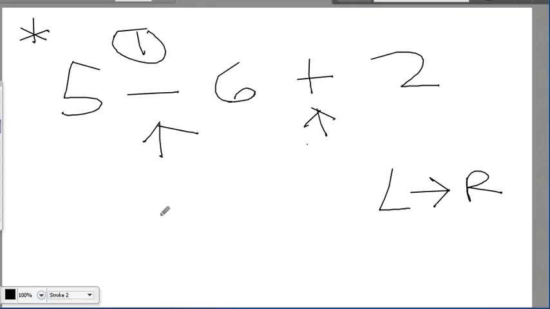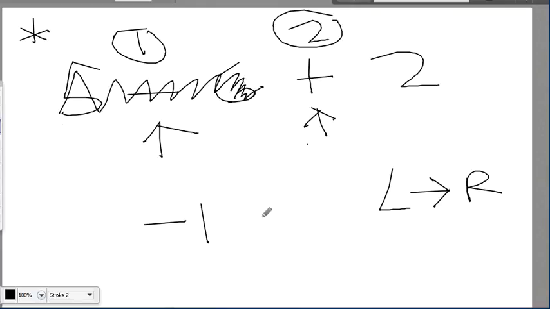5 minus 6 is -1. And then we do the addition. So 5 minus 6 is -1. And -1 plus 2 is 1. Okay, let's look at another example of that.